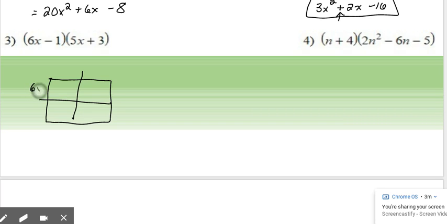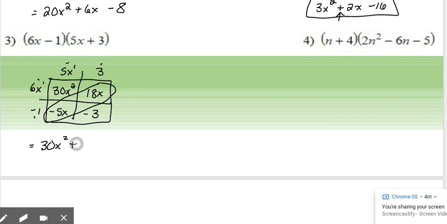So we got 6x minus 1, 5x plus 3. And I multiply 6x times 5x is 30x squared. Again, reminder, when we multiply x's, we actually add those exponents. That's why it's x squared. 6x times 3 is 18x. Down with the negative 1. Negative 1 times 5x is negative 5x. Negative 1 times 3 is negative 3. Add up my like terms, and I have 30x squared. Add my x's. I get positive 13x minus 3.